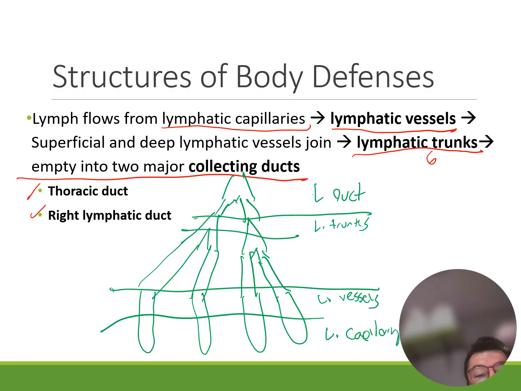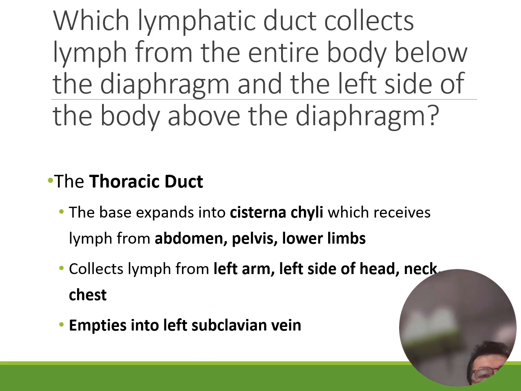And we have two main sides. We have the right side and we have the left side. The left side is the thoracic duct, and the right side is the right lymphatic duct. Which lymphatic duct collects lymph from the entire body below the diaphragm and the left side of the body above the diaphragm? So we have the right and the left ducts that are the final points of entry and fluid recovery. You should remember that the right side is bringing less fluid than the left side.